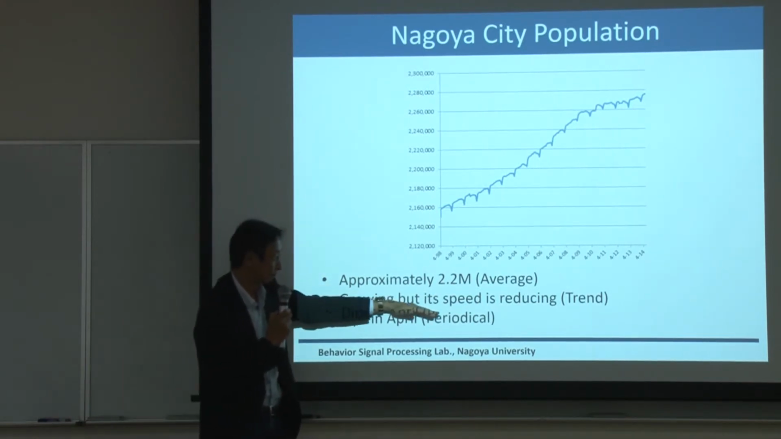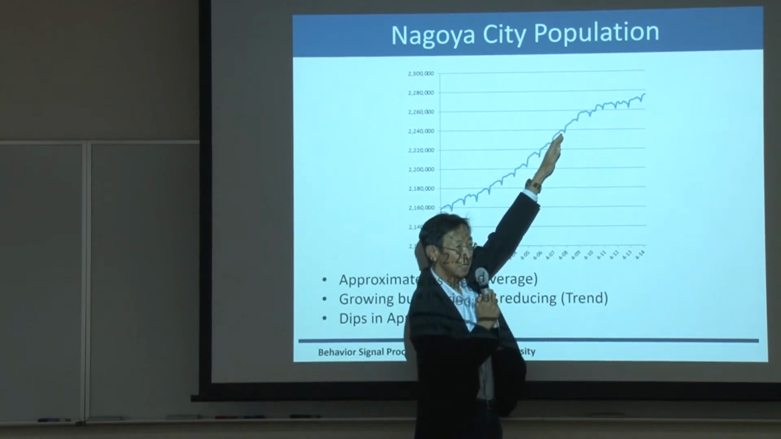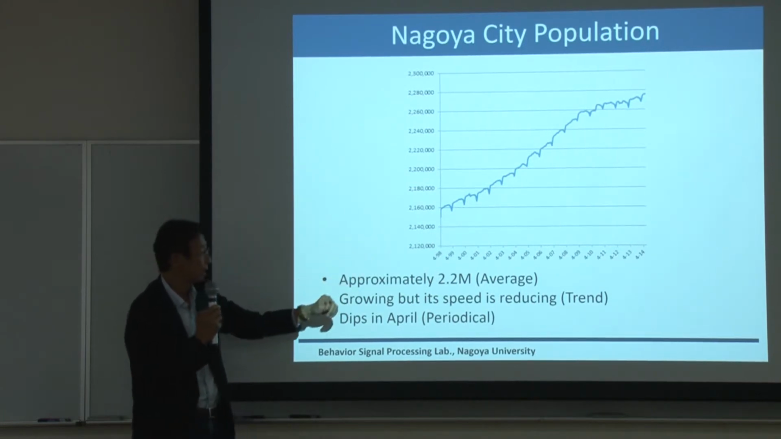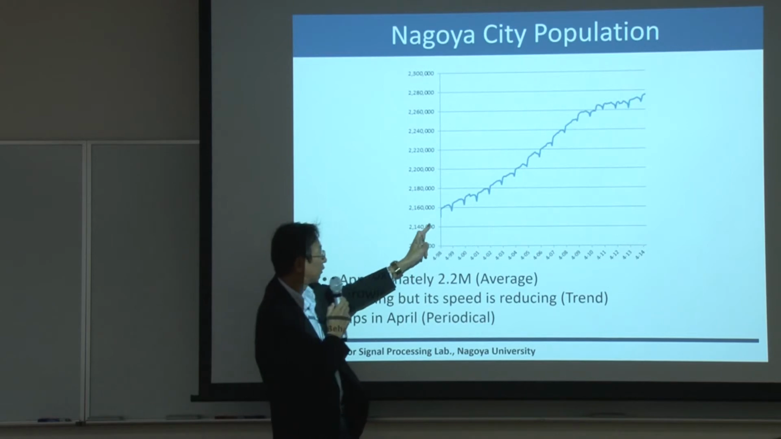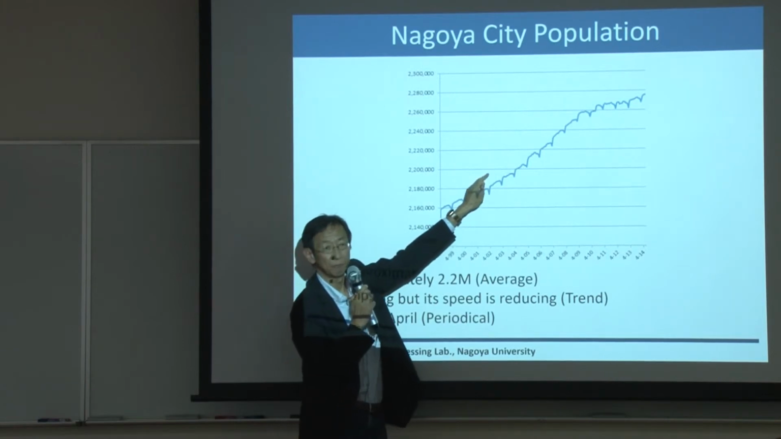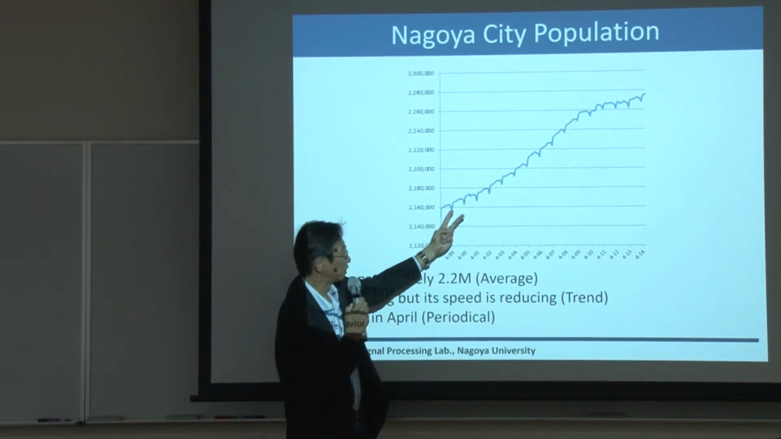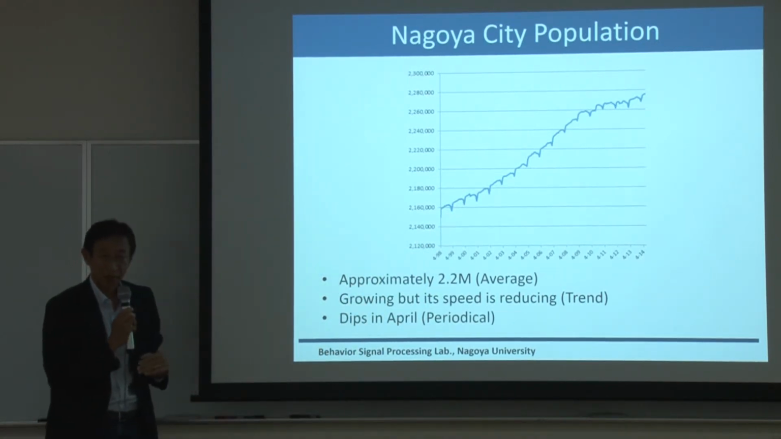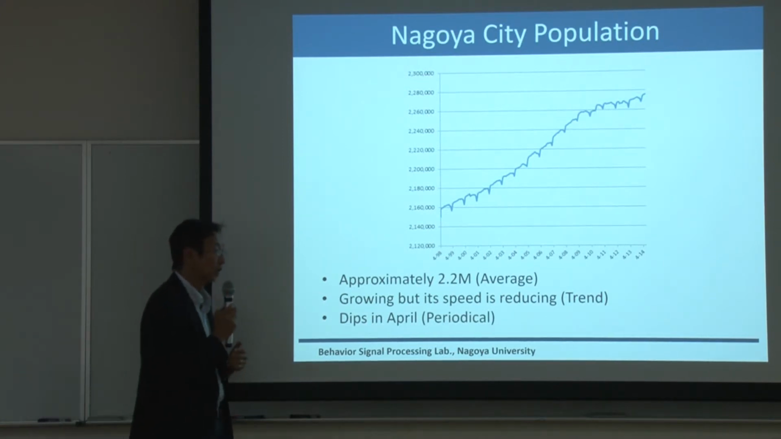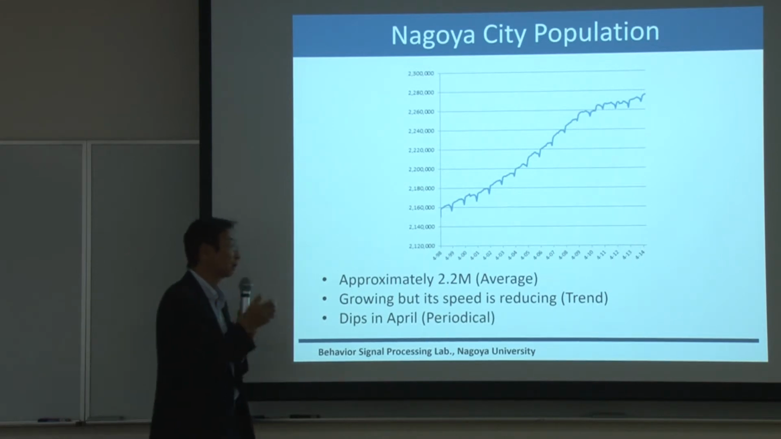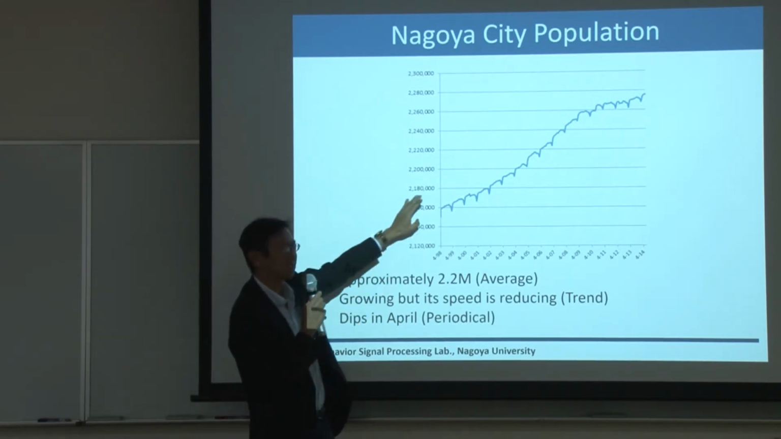And also the growth is somehow steady and somehow reducing. This is a global trend of change. And finally, we can see the small but periodic change of the population. The period of change is 1 year. So those 3 things are very important in thinking about the change of Nagoya City's population. Therefore, those 3 ideas should be correctly characterized or calculated from this signal.